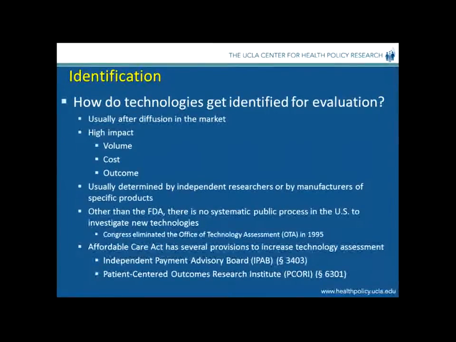But other than the FDA in the United States, there is no systematic public process in the U.S. to investigate new technologies. And I should have this in bold and underlined. There's no systematic process in the United States for technology assessment. In fact, Congress in 1995 eliminated the Office of Technology Assessment, which, by the way, had a very narrow responsibility for doing this kind of work, but nevertheless did this work.